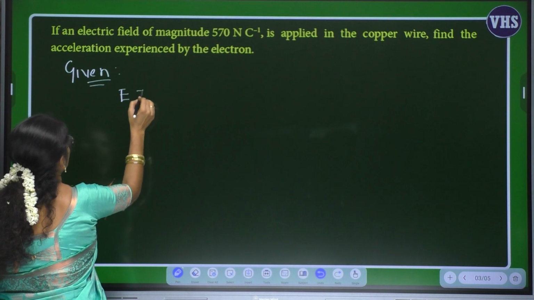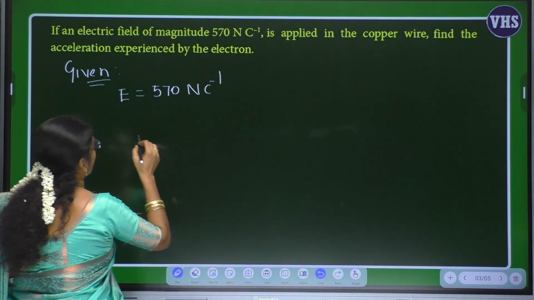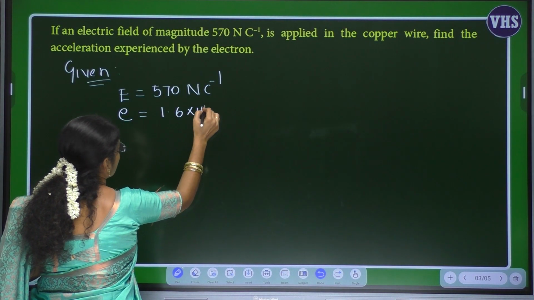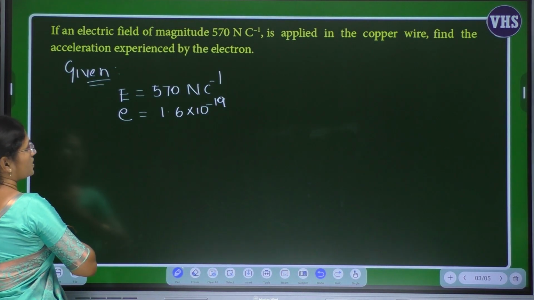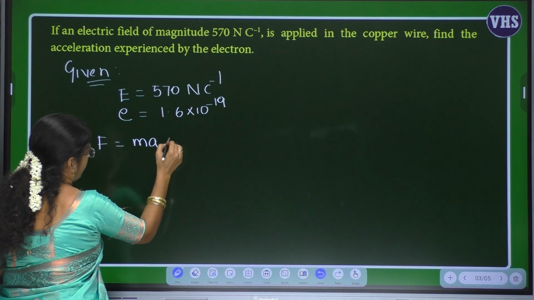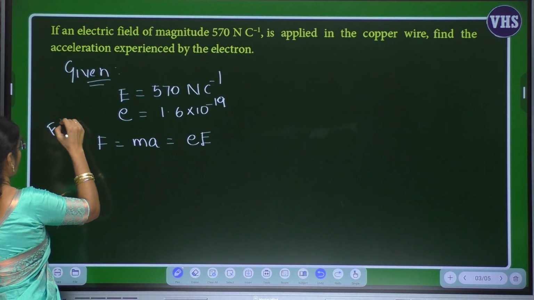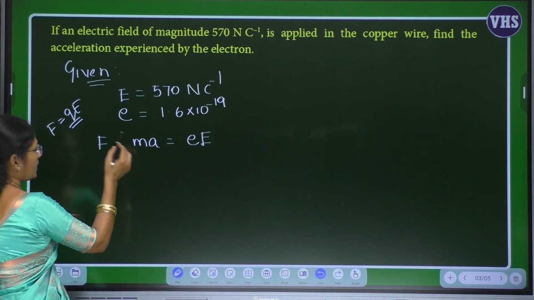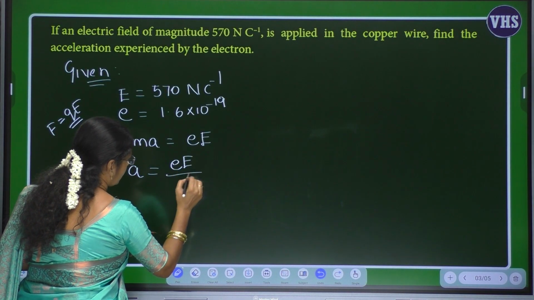So electric field, that is E is equal to 570 newton per coulomb. Okay, and then what is constant value of e? 1.6 into 10 to the power of minus 19, charge of an electron. And next, what is the formula? F is equal to ma, and the electric force formula is F is equal to Q into E. இந்த இடத்துல நம்ம Qக்கு பதிலா electron charge e யூஸ் பண்ணலாம். So அப்போ F is equal to eE. So இதுல இருந்து acceleration is equal to eE by m.